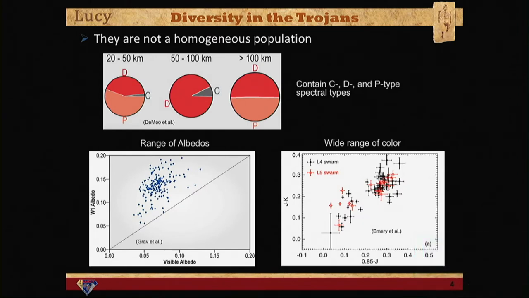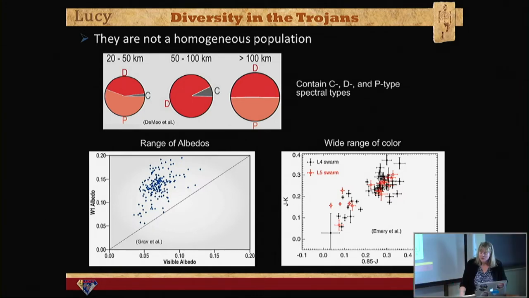To motivate why we want to do this, Trojan asteroids are not a homogeneous population. They show diversity in color and spectral type. You can see at the top, using the DeMeo et al. classification, there are C-, P-, and D-type asteroids in these locations, predominantly D's and P's, with a small number of C asteroids. They show a range of albedos from about 4 to 15%. You see in the corner there, that's visible albedo versus the WISE W1 filter, which I believe is about 3 microns. And we see a range of colors, seen in both swarms of objects.